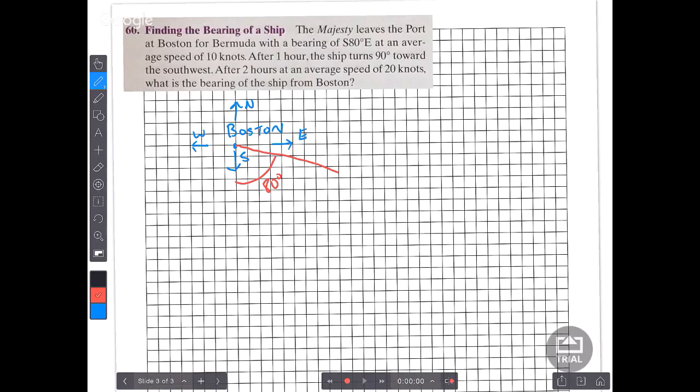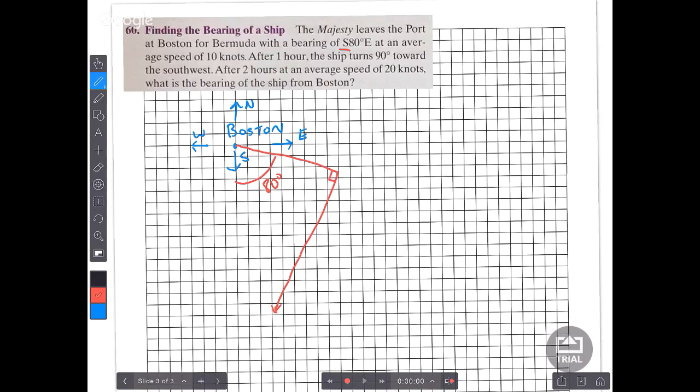So again, starting from due south, here's due south. I'm going to go 80 degrees to the east. So south 80 degrees east is from the south 80 degrees to the east. After an hour, the ship turns 90 degrees towards the southwest. So 90 degrees towards the southwest. 90 degrees.